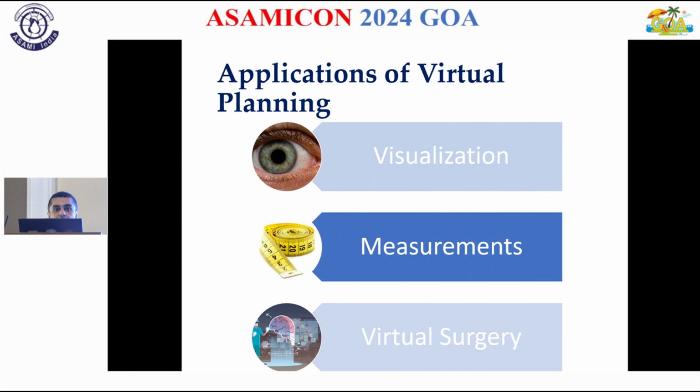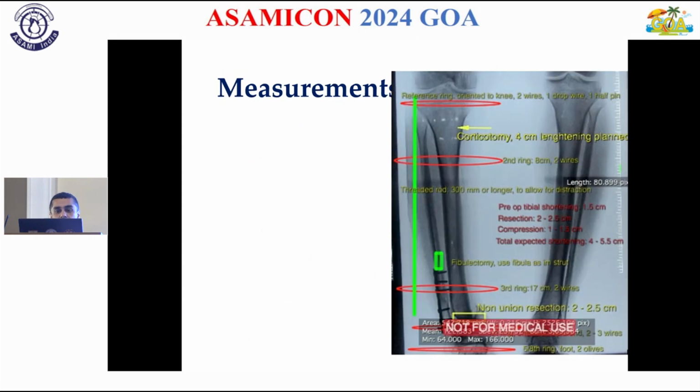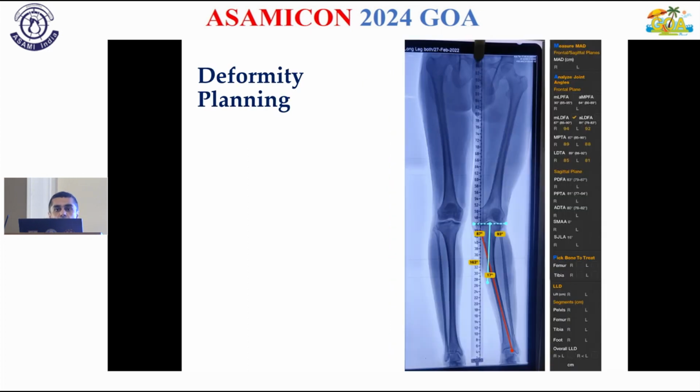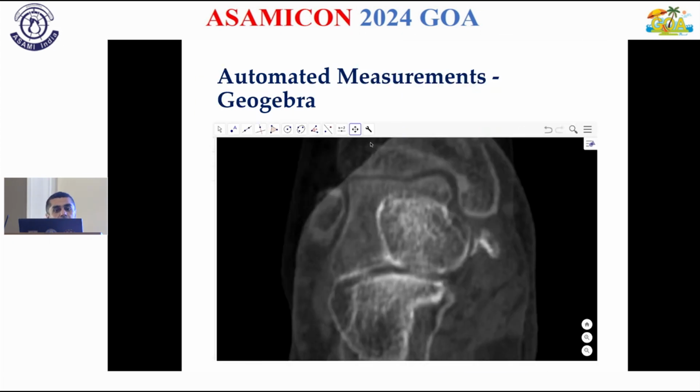So measurements are very, very important, especially in deformity correction. Again, Horos lets you do all of this, and I'm sure you've been doing all of this. Bone Ninja is another thing, so if you're not using it already, two of our previous speakers have said you should be doing this. But then there is also something known as GeoGebra.